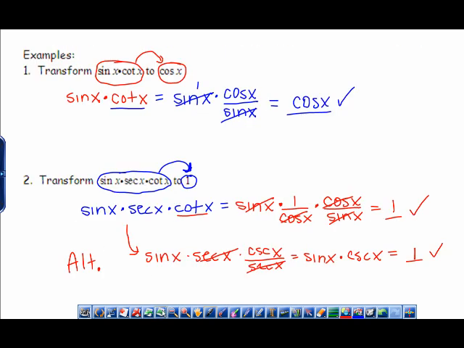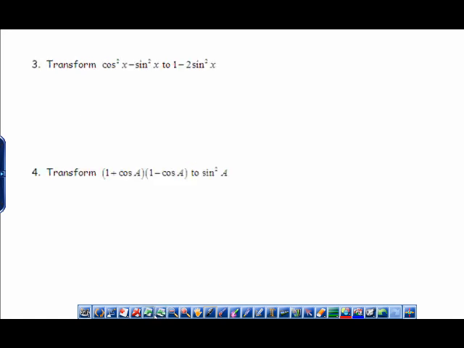Okay, so you can assume the identities, but everything else you have to write out. And as we work our way up in these proofs, there's generally going to be more than one way to do it. Okay, so number 3, transform cosine squared x minus sine squared x to 1 minus 2 sine squared x. Okay, again, they're telling us we have to start with this side.